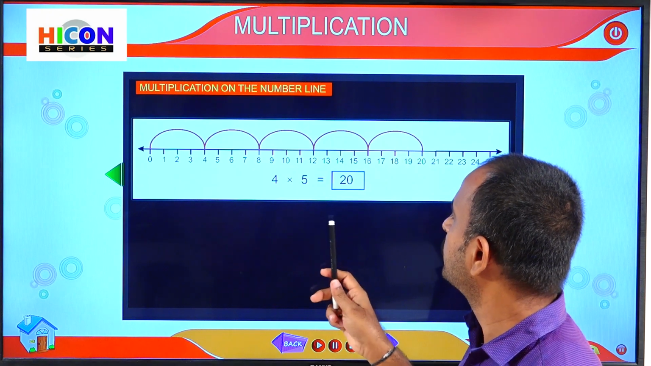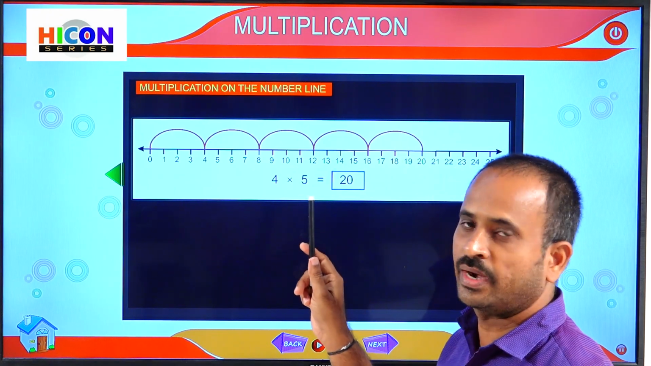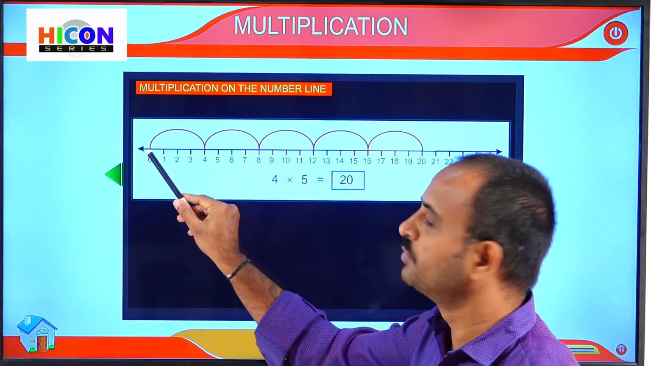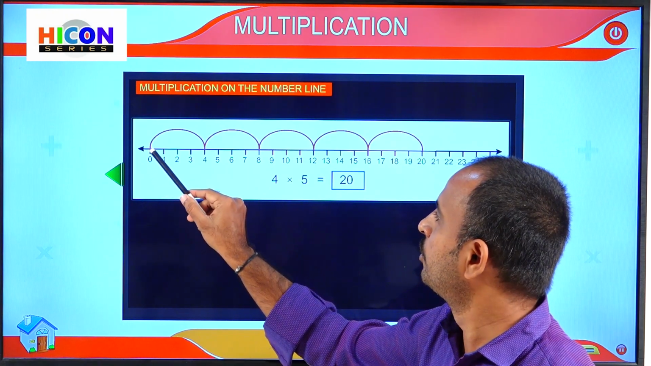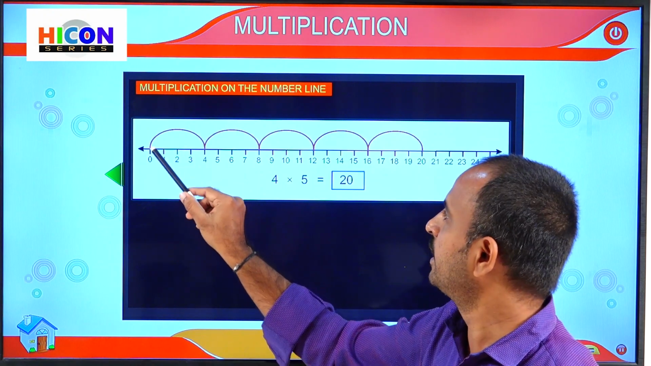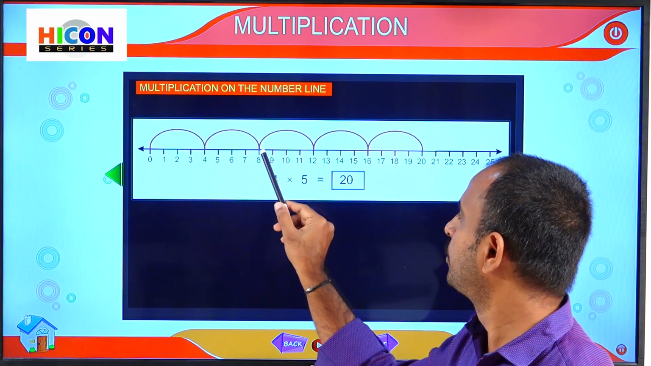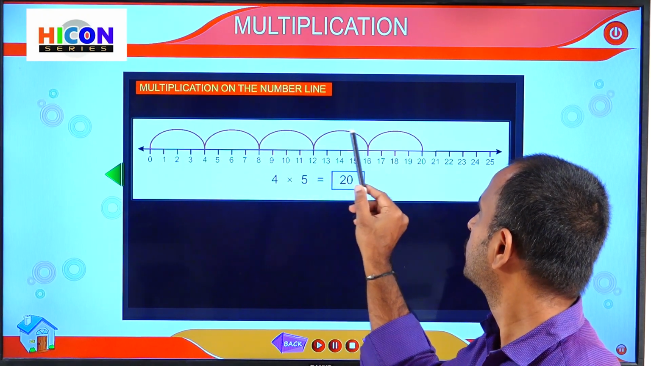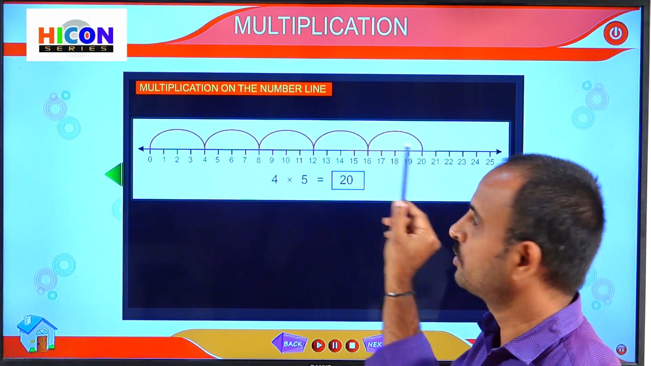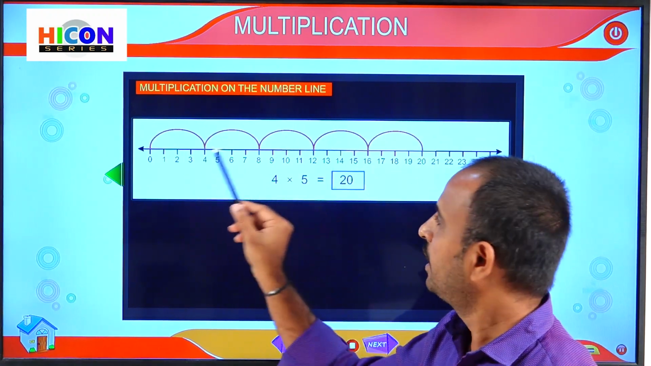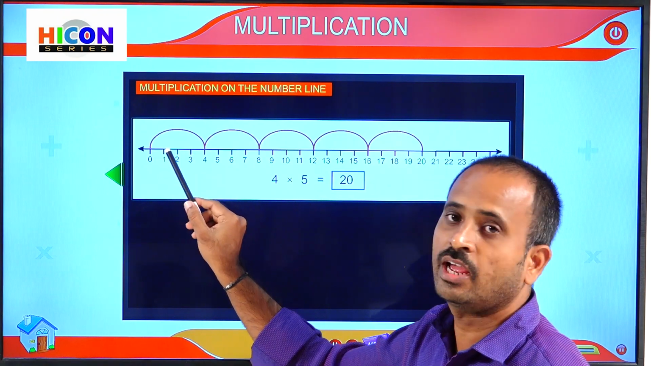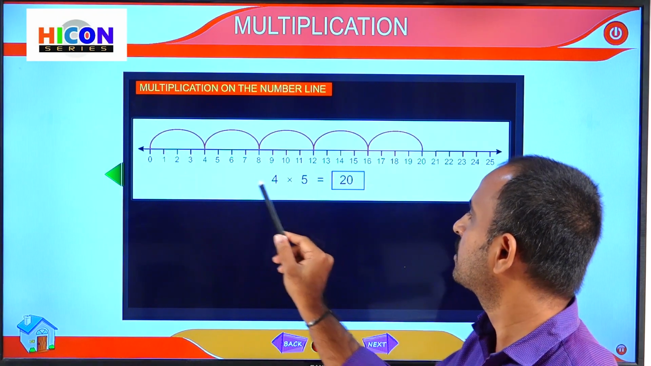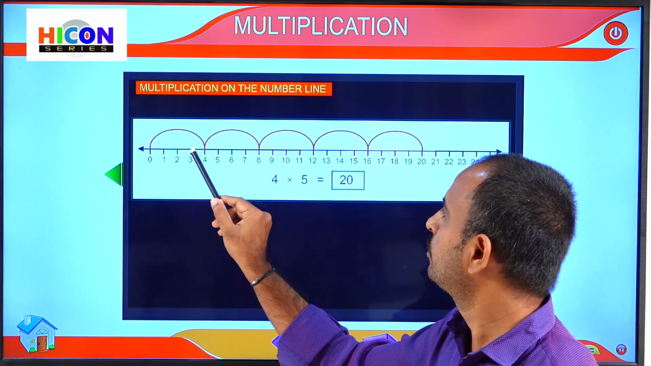So let us see an example. On the number line, we have to start from 0 first. And starting from 0, we have to move 5 steps. This is step 1, step 2, step 3, step 4, step 5. So we have moved 5 steps. And in each step, how many numbers have we crossed? We have crossed 4 numbers. That is 1, 2, 3, 4.